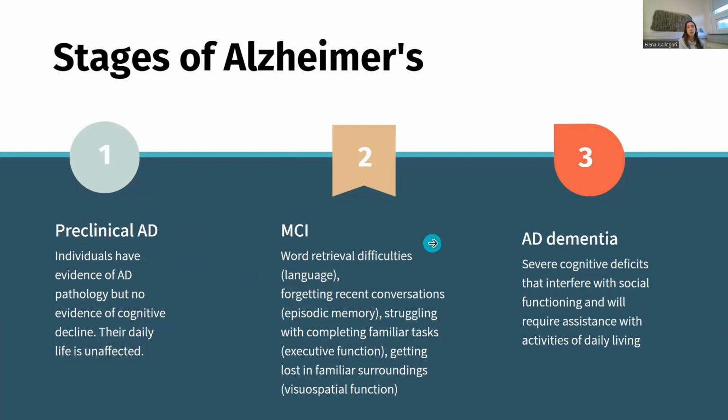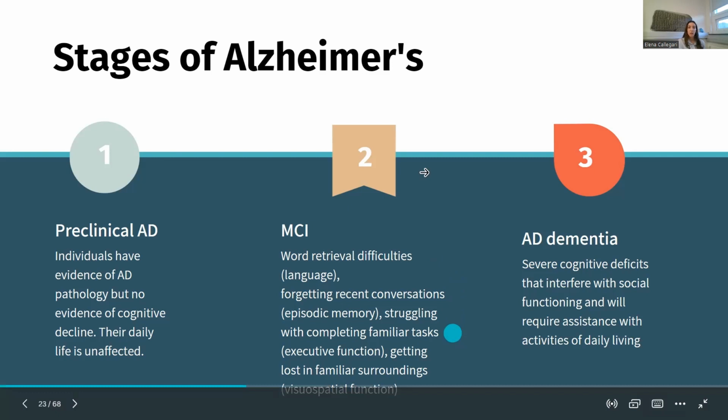Mild cognitive impairment is where the bad things start. And this is the stage where you experience word retrieval difficulties, like what we saw for healthy older individuals, but more so than healthy individuals. You also start forgetting recent conversation, and this is an example of the episodic memory that we were talking about earlier. You struggle with completing familiar tasks, and you might get lost in places that you definitely have been in before.